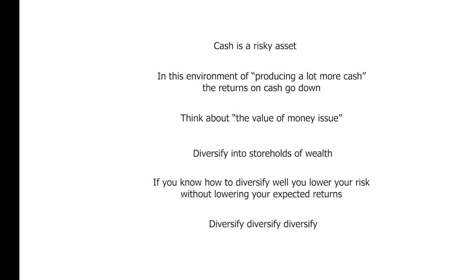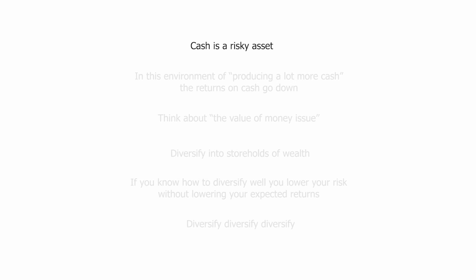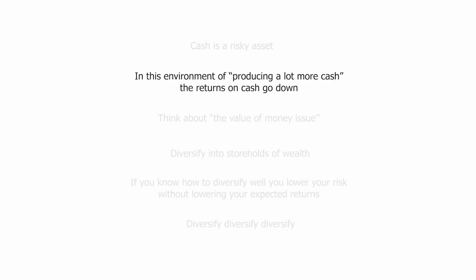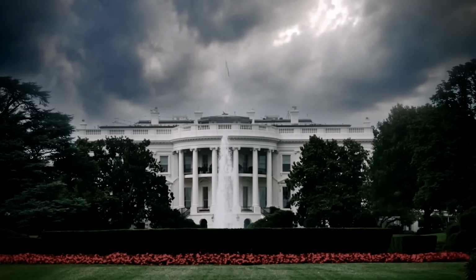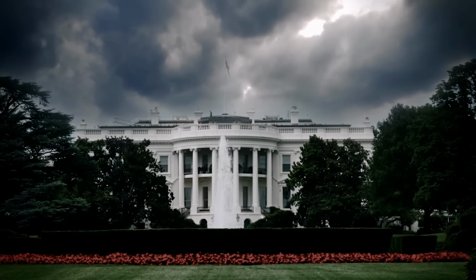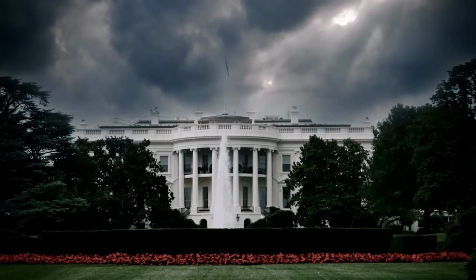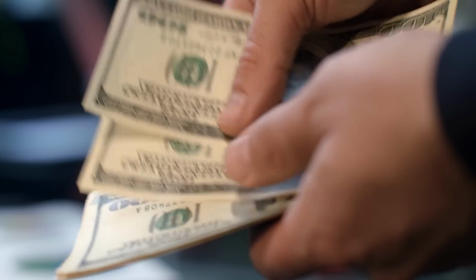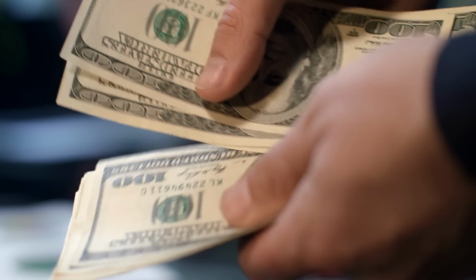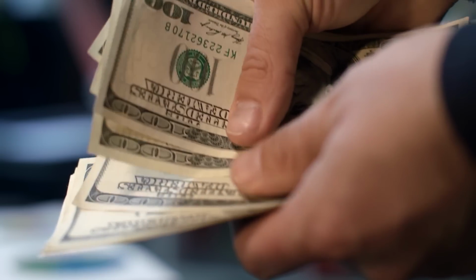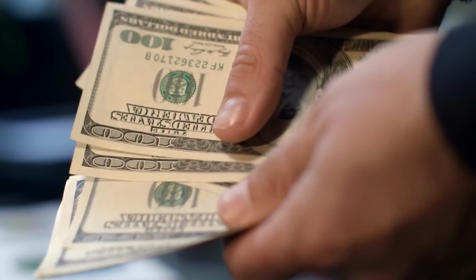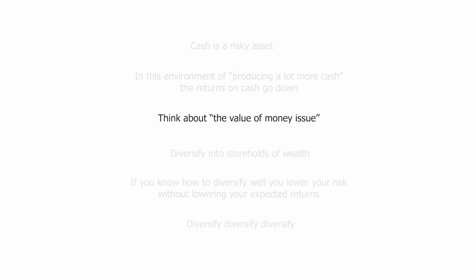The first point here is that Ray says cash is a risky asset. And he says this because in this environment of producing a lot more cash, the returns of holding it go down dramatically. This all leads back to the government printing more money, and that printing devaluing our currency and devaluing our cash. Therefore, even though we may not see the effects of devaluation on our bank accounts, we will see it in how far our cash is able to go. This leads us to thinking about the value of money issue, because as I just said, our cash won't be able to do as much for us since it is currently being devalued.